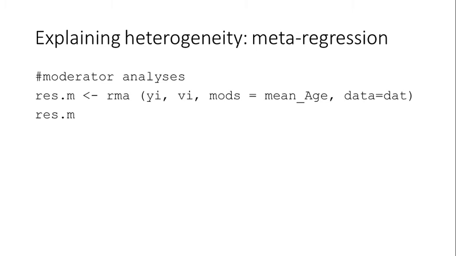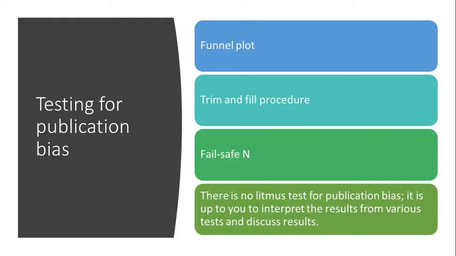Okay, this is probably more important. Testing for publication bias. You can do all of these in Metafor. So producing a funnel plot, doing the trim and fill procedure, failsafe N. So these are all ways of looking at potential publication bias. They don't tell you whether there is publication bias in this meta-analysis or not. You have to interpret the plots and the statistics that it will spit out.